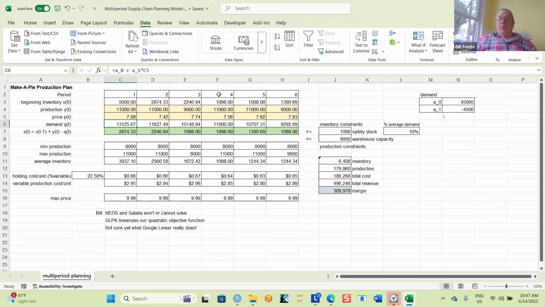Now notice this warehouse capacity is period by period by period. That's important. And the safety stock is also period by period by period. So this can't fall below 1098. Notice it hits here at 1098 and cannot exceed 9,000. We got a lot of unused warehouse capacity, and somebody ought to address that. Maybe. I don't know. Maybe we got a bargain on it.